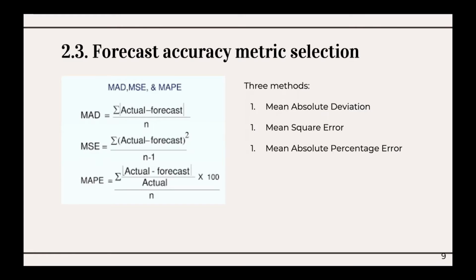The mean square error is a metric similar to MAD. The major disadvantage of this method is that it puts more weight on large errors. The mean absolute percentage error is the only scale-independent metric. Because of that, it is a widely used method for checking forecast accuracy.